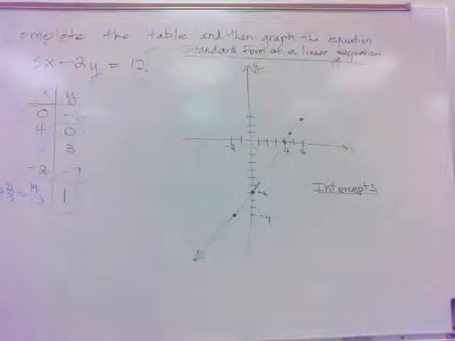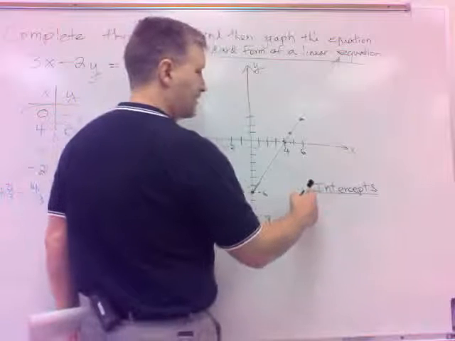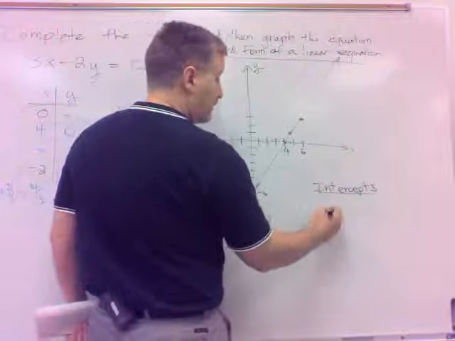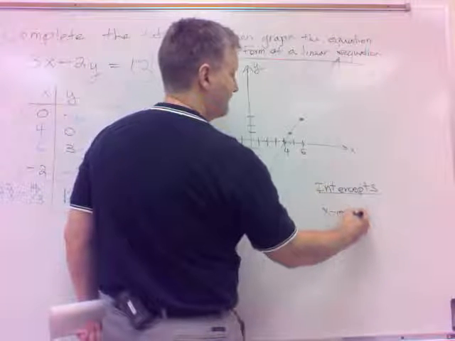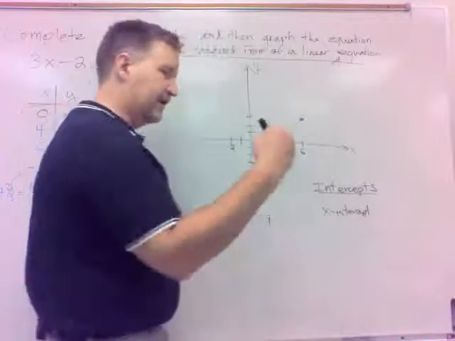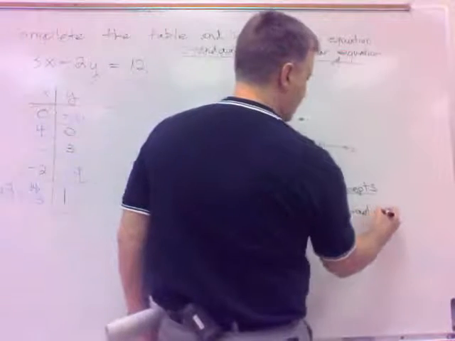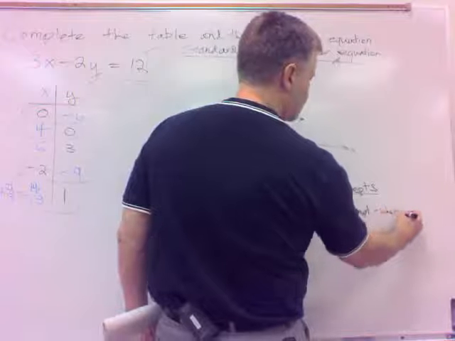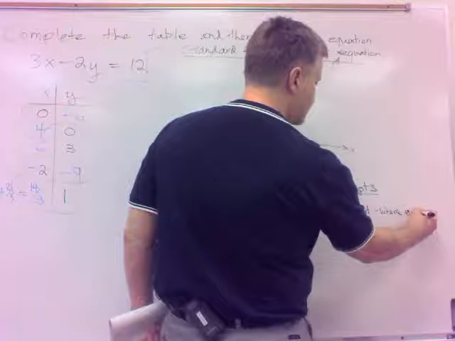By intercepts, what we mean are those points where the graph crosses the x or the y-axis. So an intercept is where it crosses an axis. Guess what the x-intercept is? Where it crosses the x-axis. An x-intercept is where the graph crosses the x-axis.